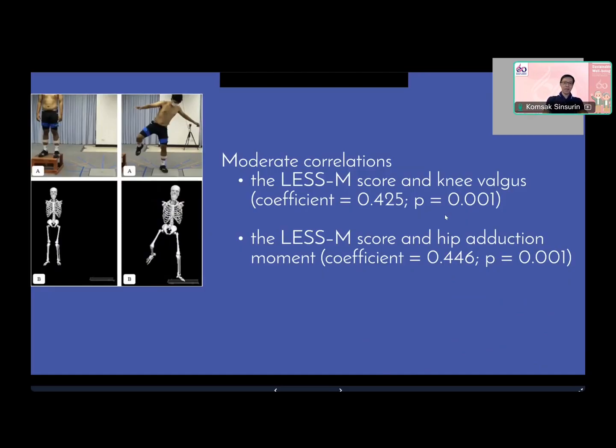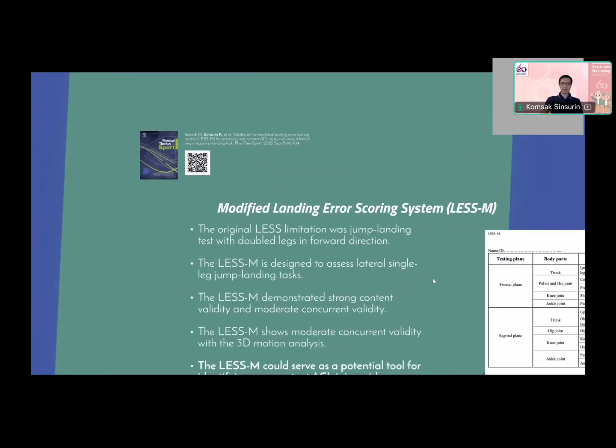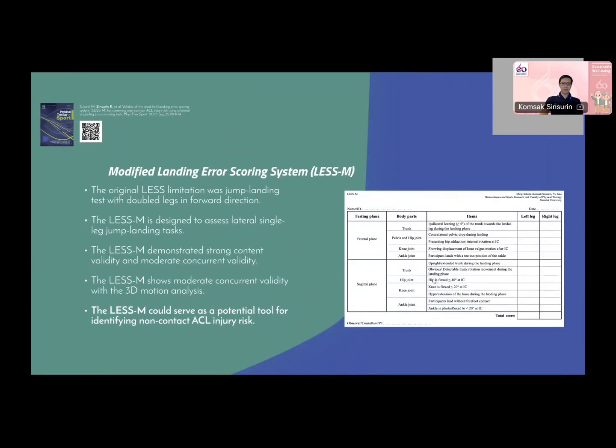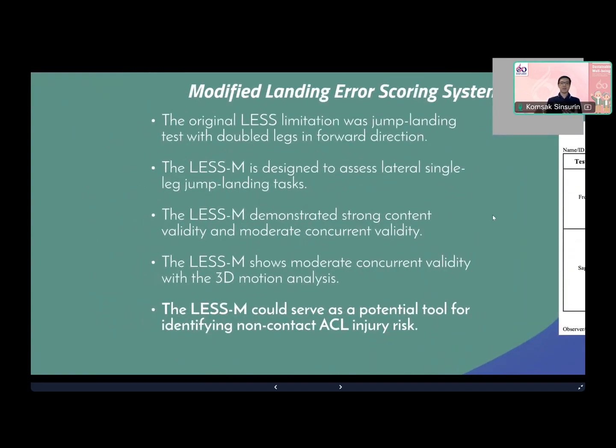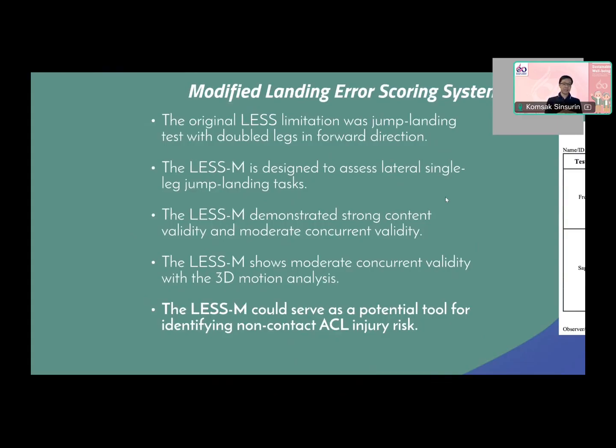So we found a moderate correlation between LESM score and knee valgus, with significance. The coefficient was around 0.45, and we also found a moderate correlation between the LESM score and hip abduction moment, 0.446, with significance. So as we conducted the research, we summarized that the LESM shows high content validity and moderate concurrent validity.